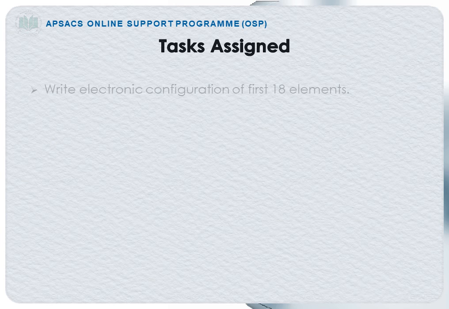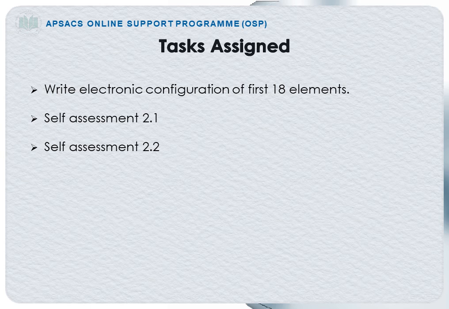Tasks assigned. Students, first of all, write the electronic configuration of the first 18 elements in a simple way, not according to the Aufbau principle. Solve self-assessment 2.1, self-assessment 2.2, and self-assessment 2.3.